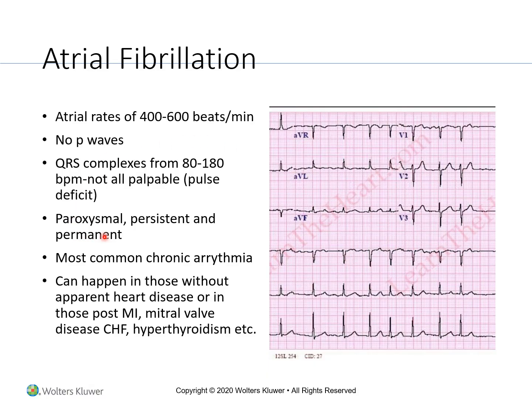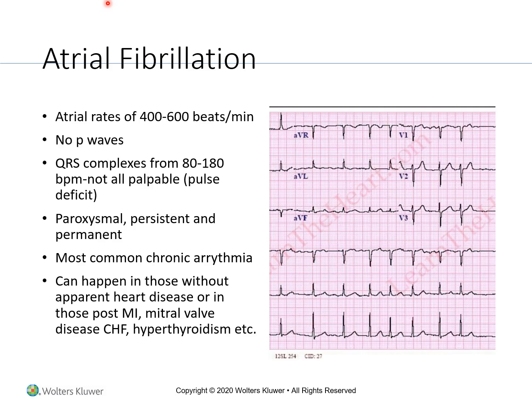We have three different distinctions of AFib. They are paroxysmal, persistent, and permanent. Paroxysmal AFib is AFib that will self-terminate, meaning we revert to a normal sinus rhythm on our own, and it usually lasts no longer than 7 days. Persistent AFib lasts greater than 7 days and usually requires some sort of intervention like cardioversion or medication administration to convert that person back into a normal sinus rhythm.